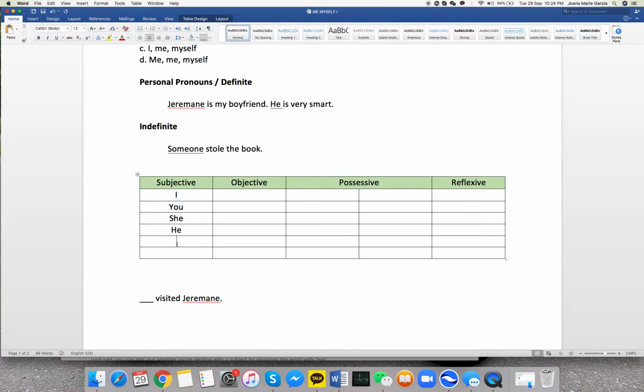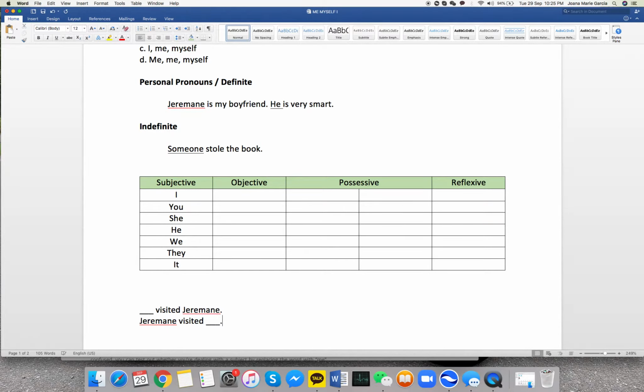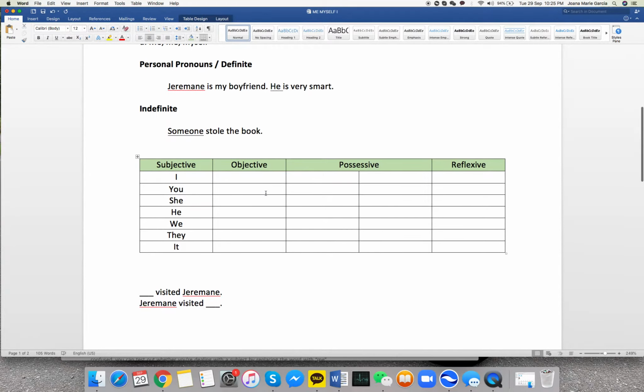Now, objectives are used as objects of the sentence. For example, "Germain visited blank." Germain visited I. Can I say that? No, because we need the object form, which is me. Germain visited me. Germain visited you, her, him, us, them, and of course, it. So that's the thing.